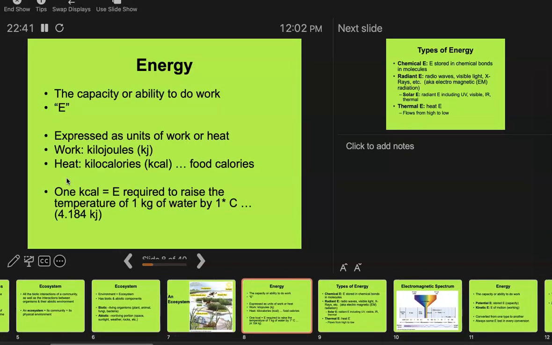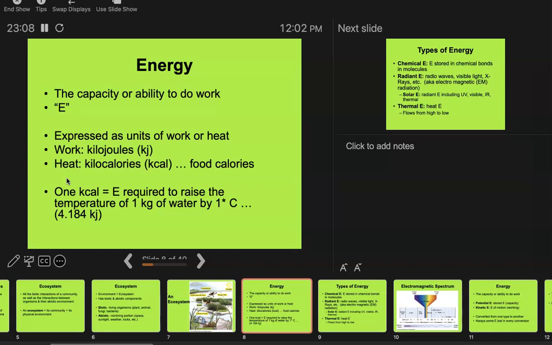I think this shows up as a definition, as a question on the test, all right? One kilocalorie is the energy required to raise the temperature of 1 kilogram of water by 1 degree Celsius. That is one of those constants, they call them. One of those numbers you just kind of got to remember getting through a class like this.